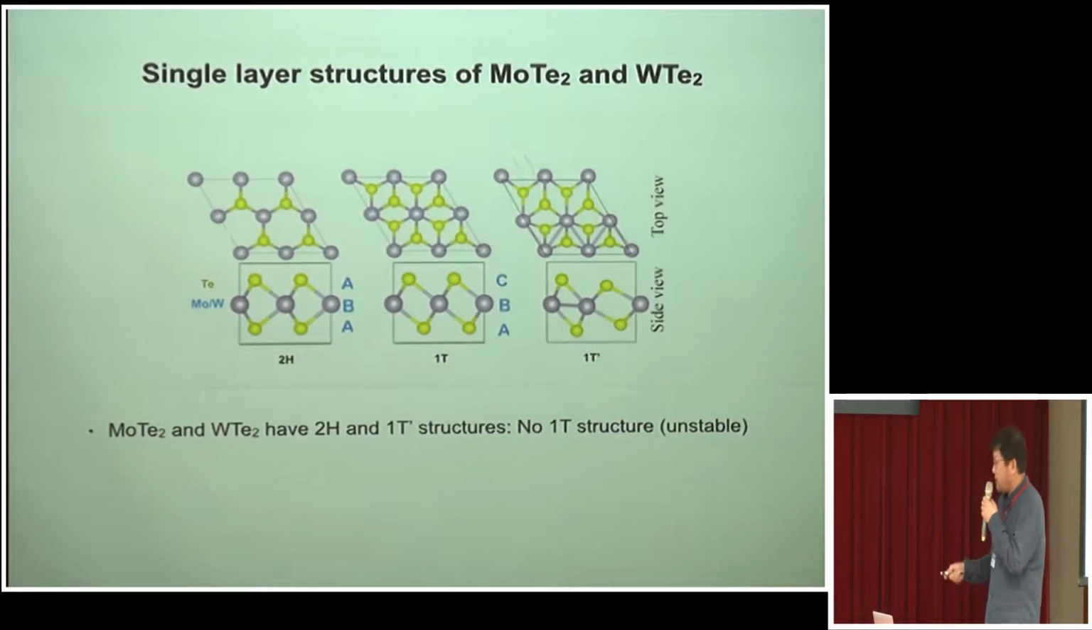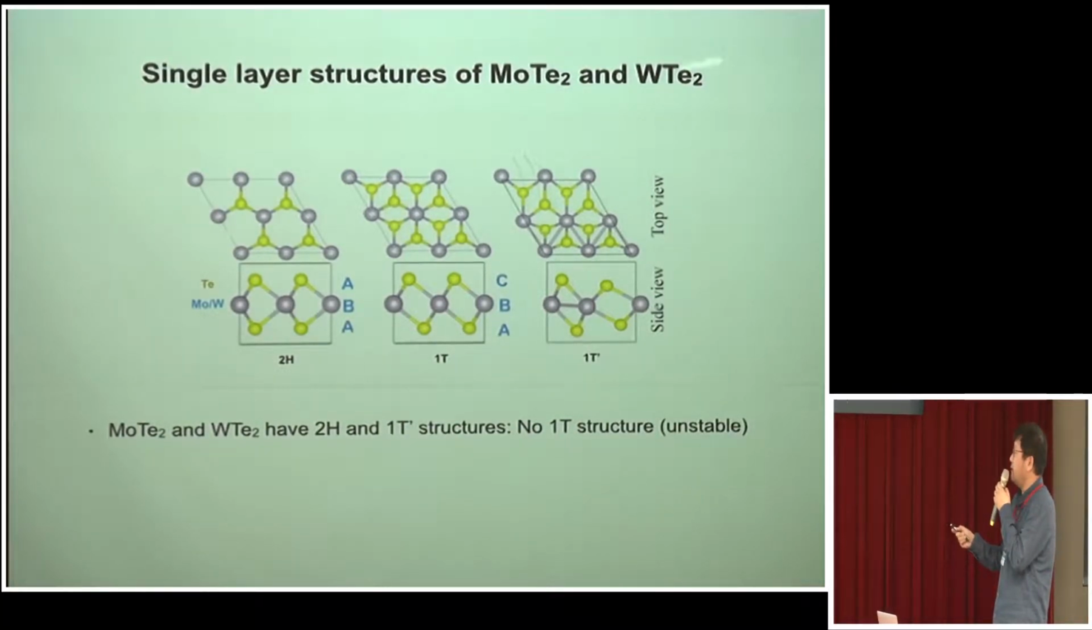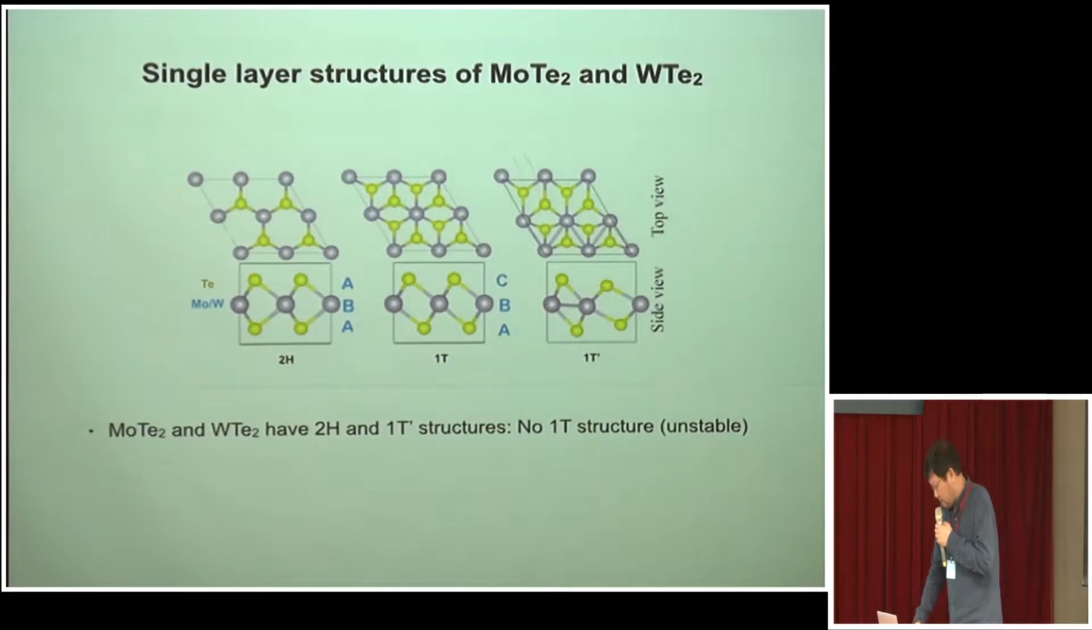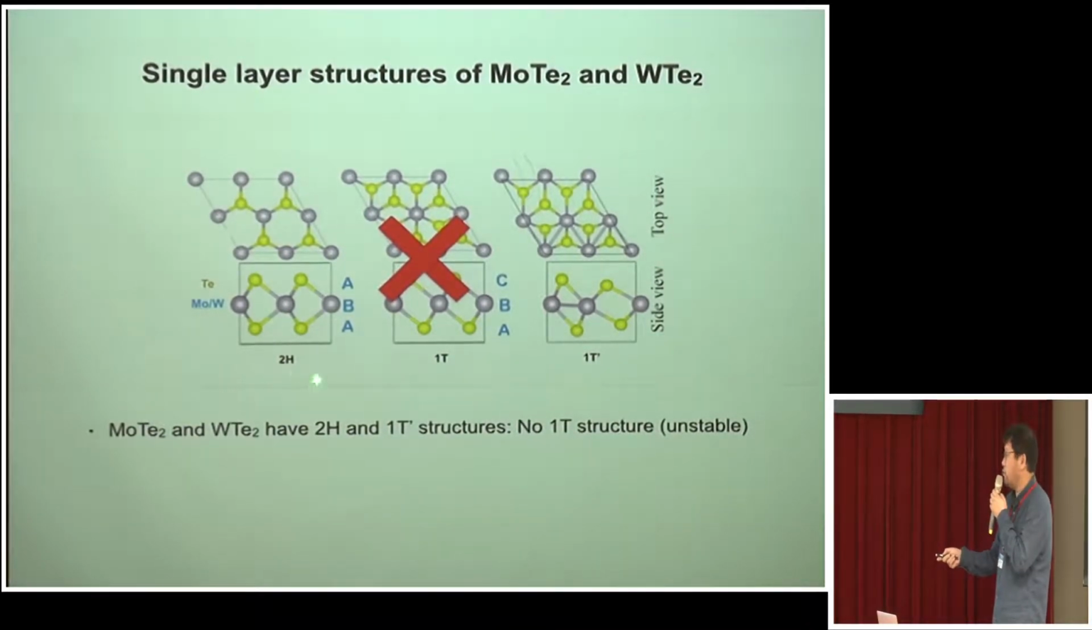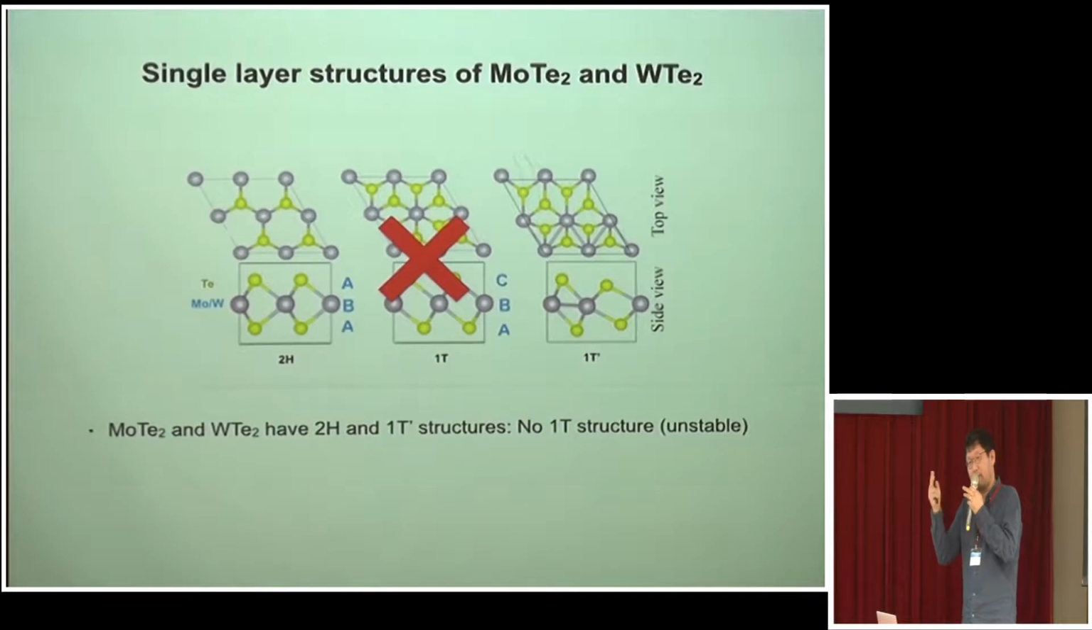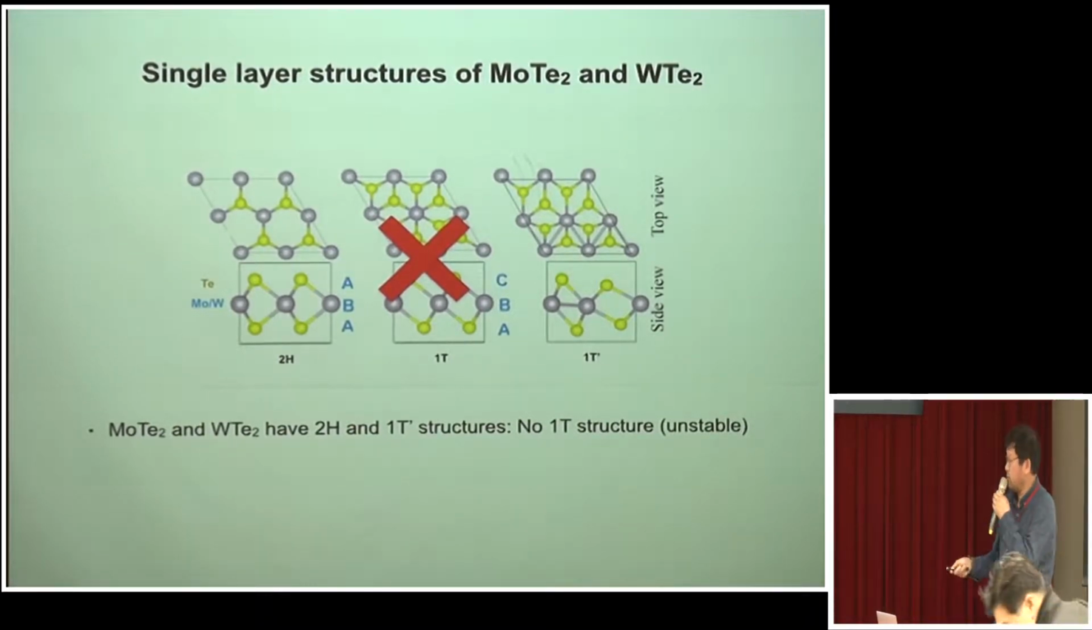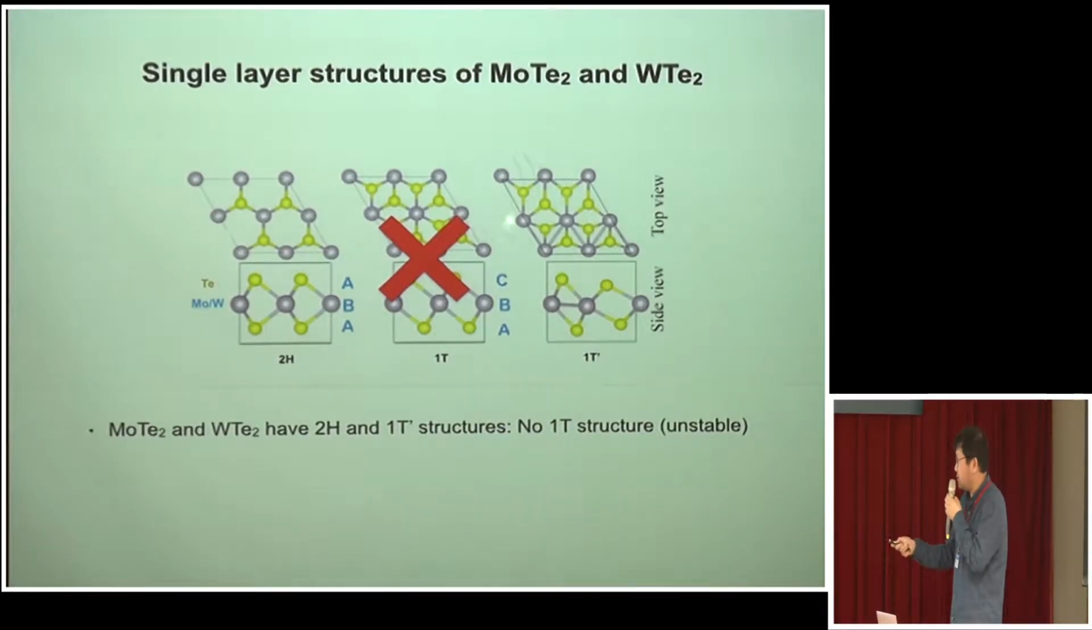Molybdenum ditelluride and tungsten ditelluride can only have two different intra-layer configurations, 2H and 1T prime. 2H is ABA stacking order, with this kind of structure, and 1T is actually ABC, but if you further distort it along one direction, out of three possible directions, but only one directional distortion, you get this kind of distorted structure. And this one is unstable.